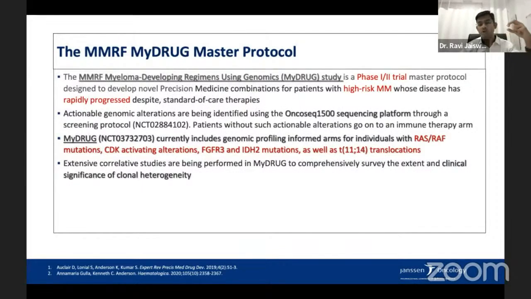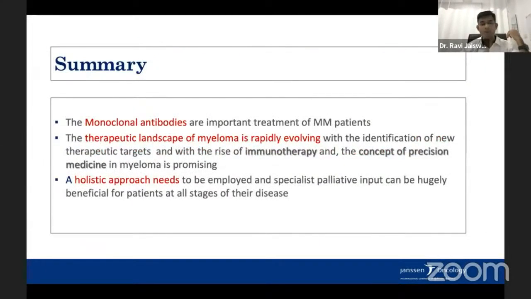There's another important concept. This is the MMRF MyDrug protocol, where they are sequencing these patients who have multiple myeloma. So they have this NGS, which has a 1500 gene sequencing platform. They're looking at genomic profiling as to what all these mutations these patients can harbor. And this is an ongoing study at the moment.